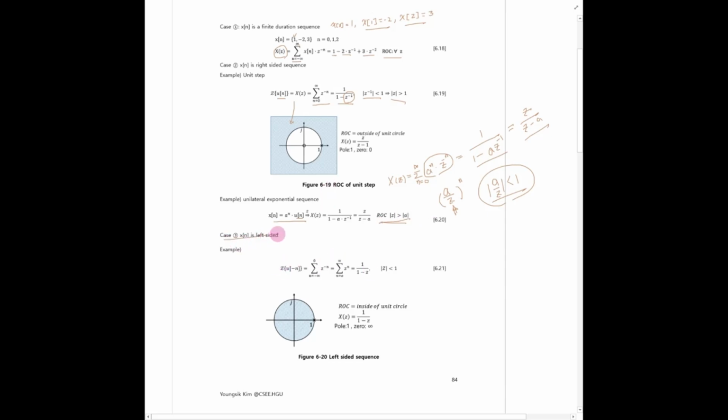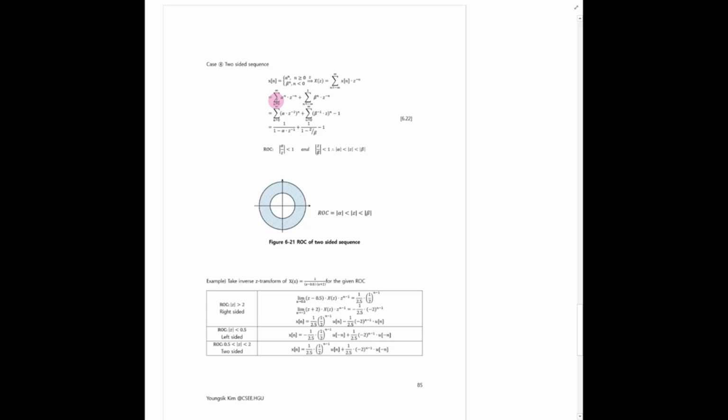What about the left-sided one? The left-sided one is a left-sided unit step. Then we take the summation from minus infinity to 0, and we can change the variable with minus n. Then it will give it in this way. In this case, to converge, the absolute value of g should be less than 1. So this is the region of convergence of the left-sided unit step.